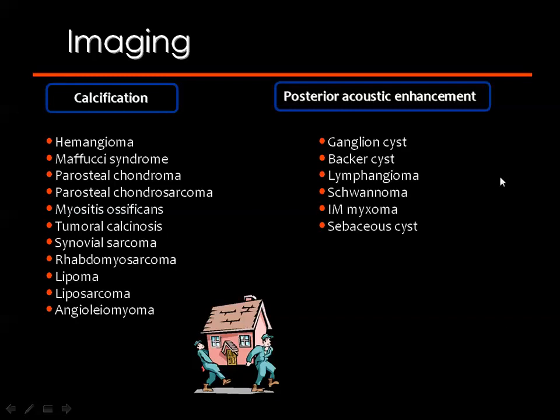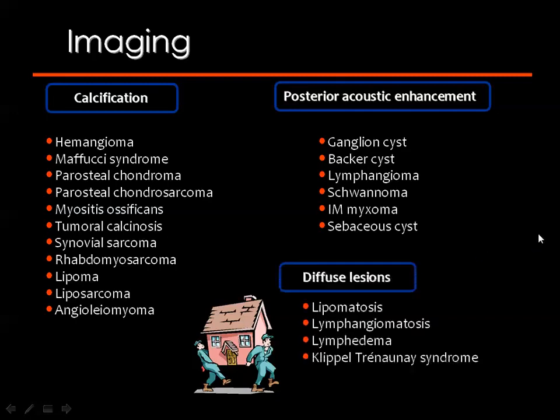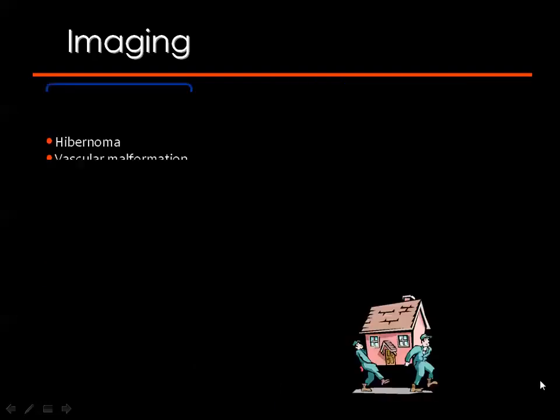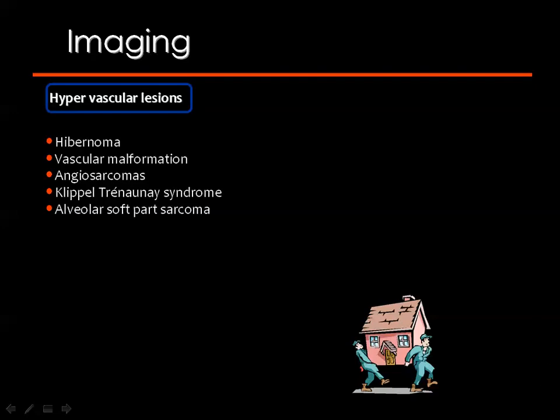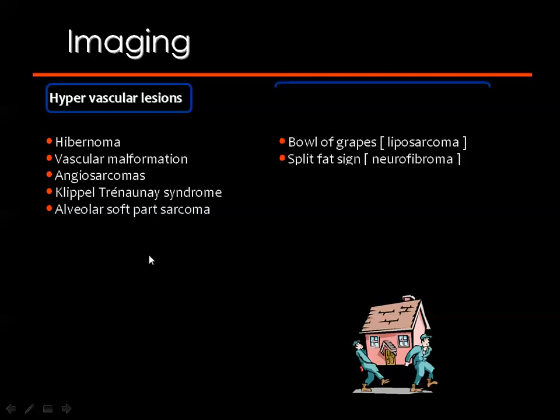Then posterior acoustic enhancement by ultrasound is seen in cystic lesions like ganglion cyst, Baker cyst, lymphangioma, schwannoma, intramuscular myxoma, and sebaceous cyst. Diffuse lesions include lipomatosis, lymphangiomatosis, lymphedema, and Klippel-Trenaunay syndrome. Then lesions that are hypervascular: hemangioma, vascular malformation, angiosarcoma, Klippel-Trenaunay syndrome, alveolar soft part sarcoma.